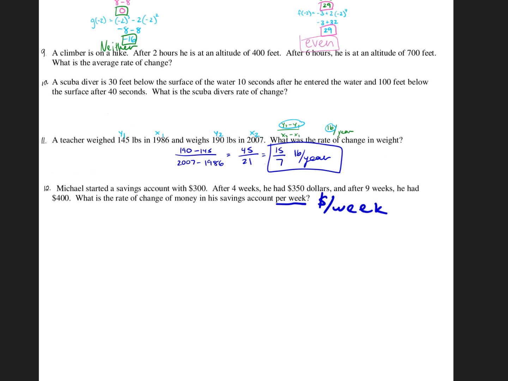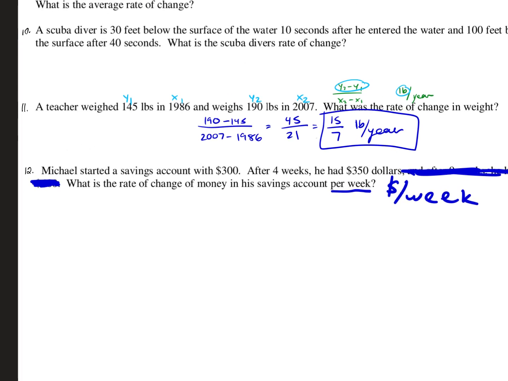So looking at number 12, Michael started a savings account with $300. After 4 weeks, he had $350, and after 9 weeks, he had $400. What is the rate of change in his savings account per week? So let's say this question didn't say anything about after 9 weeks. All right, so we know that our formula is y2 minus y1 over x2 minus x1. So the y's are going to be talking about money, and the x's are going to be the weeks.